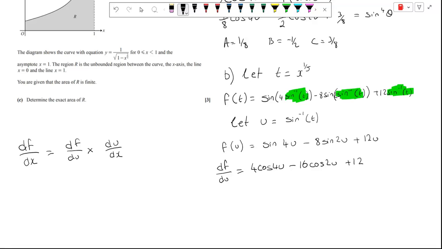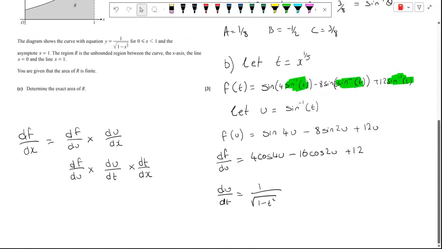But I don't have a du/dx. What I can get is a du/dt. So this is what I mean by a double or a triple chain or whatever. So the du/dx is now going to become du/dt times dt/dx. Okay, so let's find du/dt. Well, u is equal to arcsine of t, and the derivative of arcsine of t is 1 over the square root of 1 minus t squared. That's in the formula book. So now I have my du/dt.